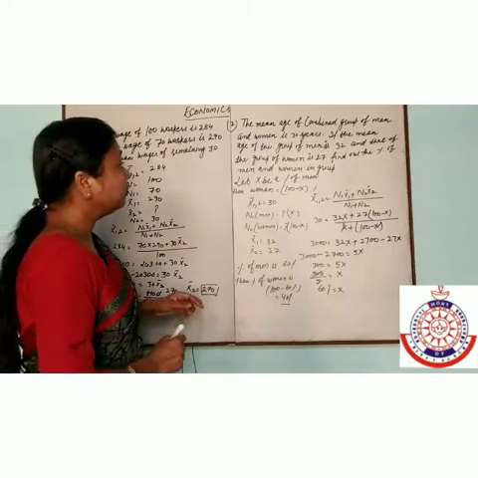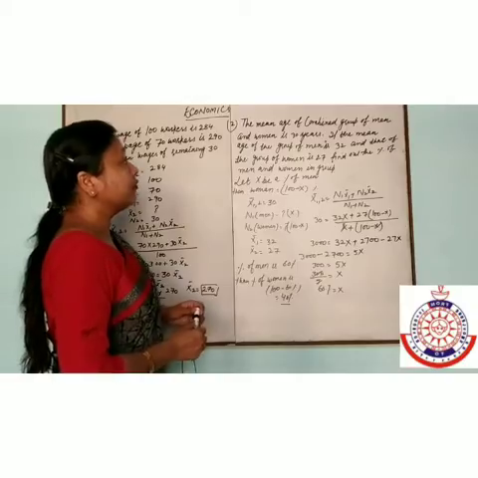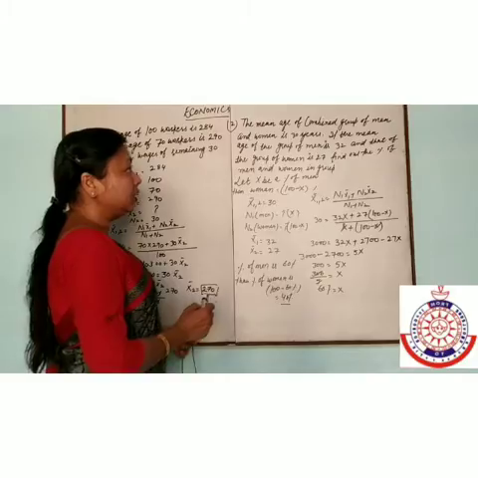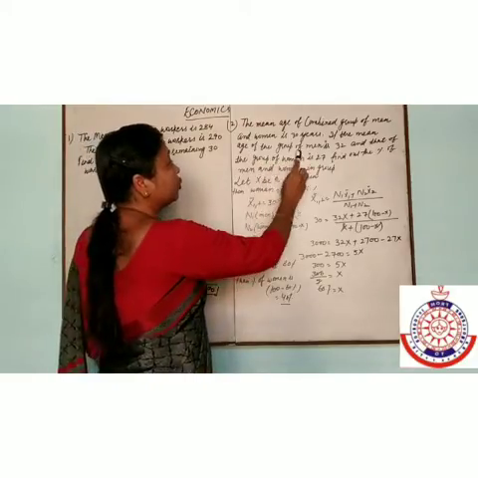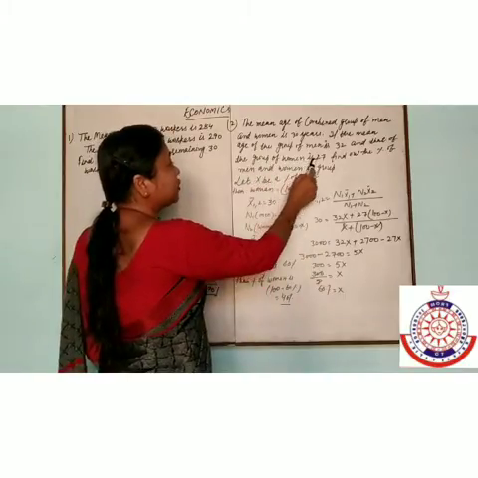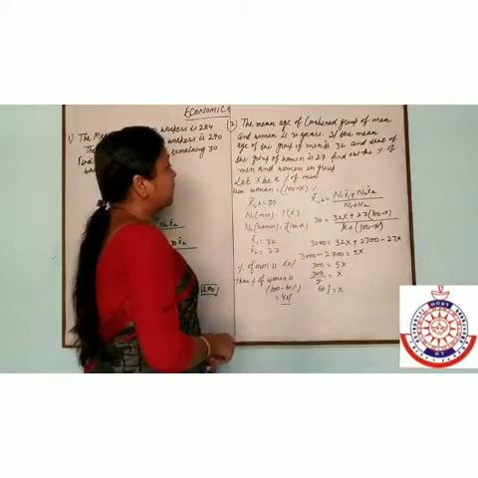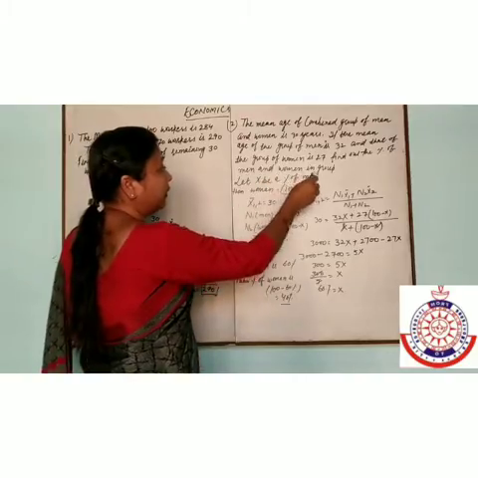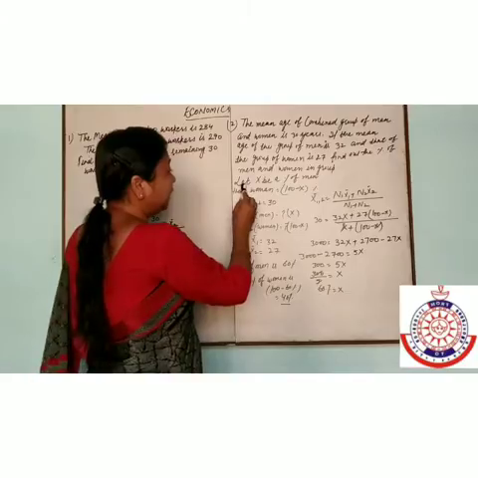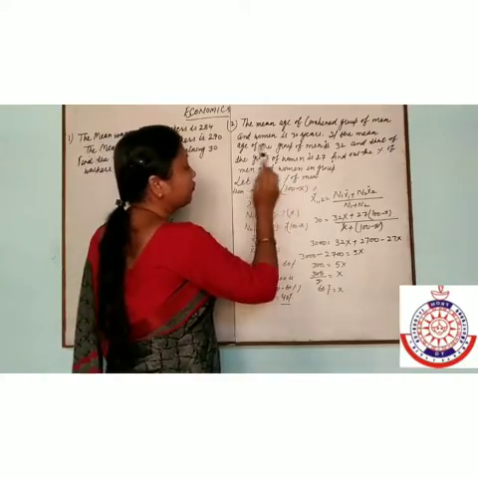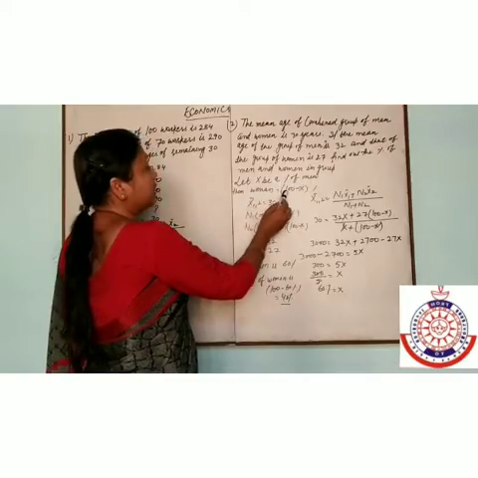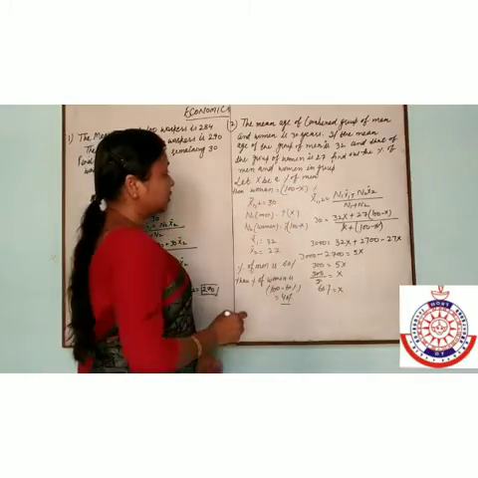See another question. The mean age of a combined group of men and women is 30 years. If the mean age of the group of men is 32 and that of the group of women is 27, find out the percentage of men and women in the group. So now we start. Let x be the percentage of men. Then if x percent is men, then women is 100 minus x percent.